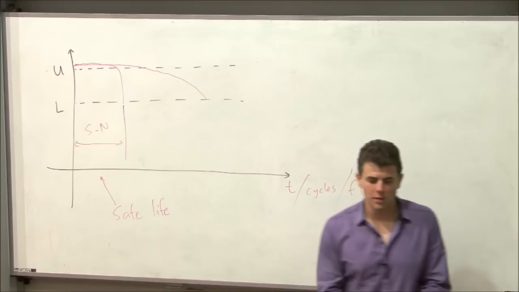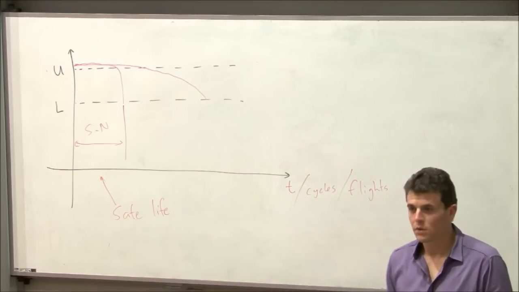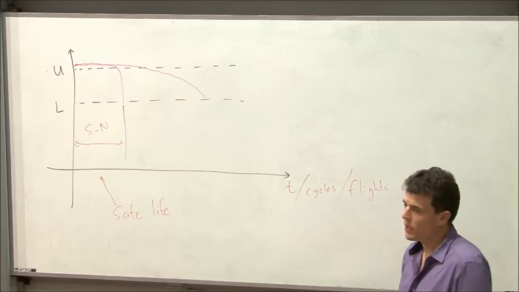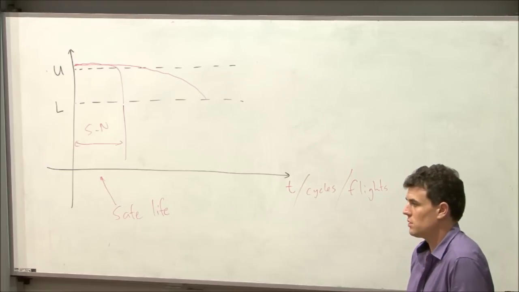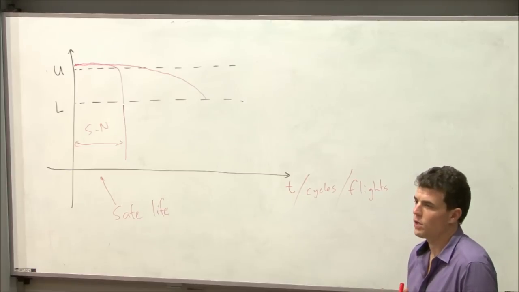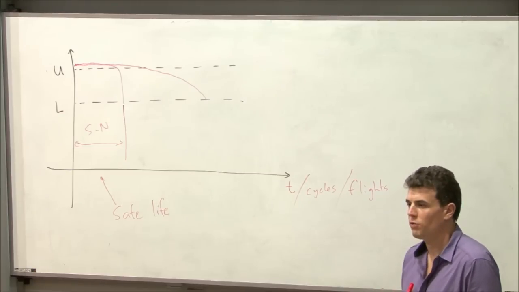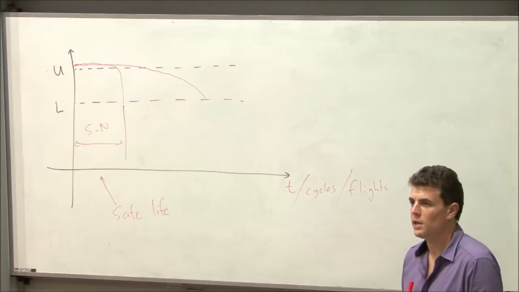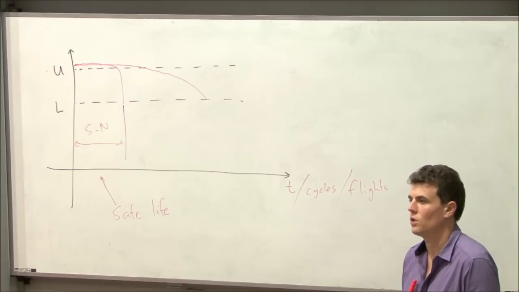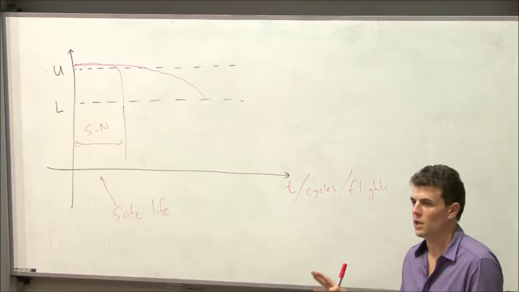So the classic example that I always tell people is landing gear, but things like turbine blades are also in that category. They're components that are made from materials where we don't get any indication that failure is going to occur before it just happens catastrophically.